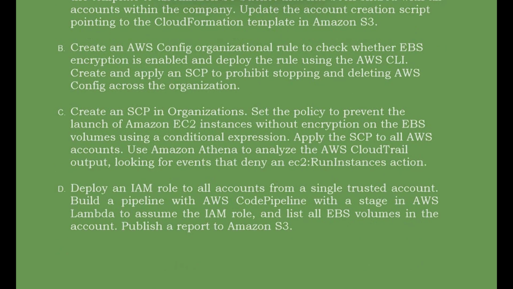Option D. Deploy an IAM role to all accounts from a single trusted account. Build a pipeline with AWS CodePipeline with a stage in AWS Lambda to assume the IAM role and list all EBS volumes in the account. Publish a report to Amazon S3. Correct answer is option C.